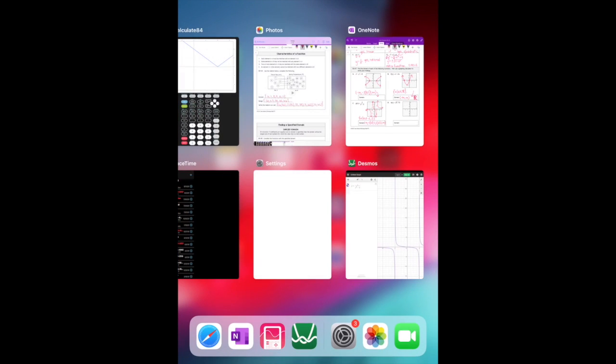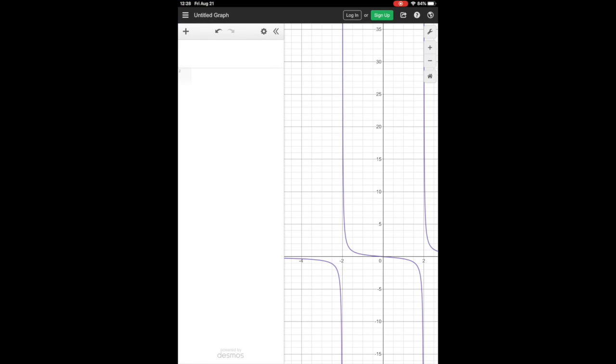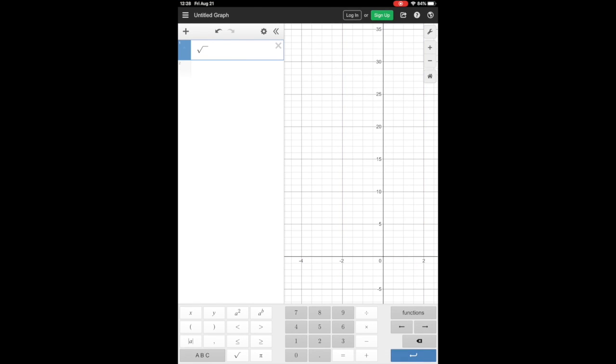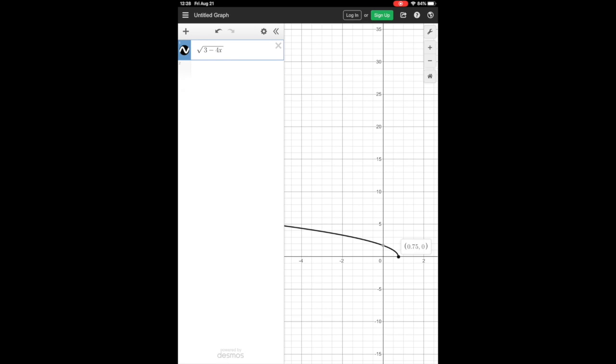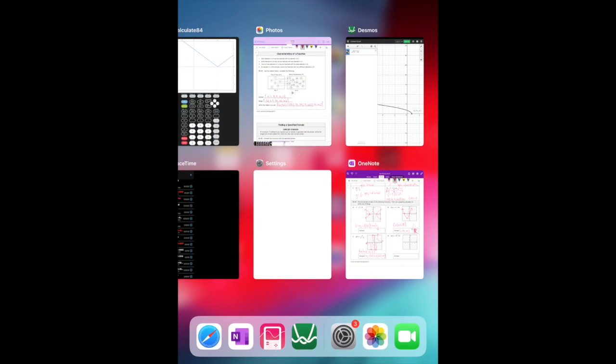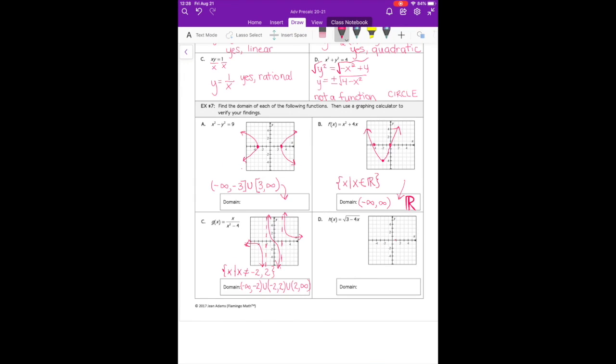All right. What about the square root of 3 minus 4x? Something special happens right there at 3/4. And it goes on like that forever. I did not do a great job because I think it doesn't go through the y-intercept to like 1.5 or something. But for domain purposes, it works.